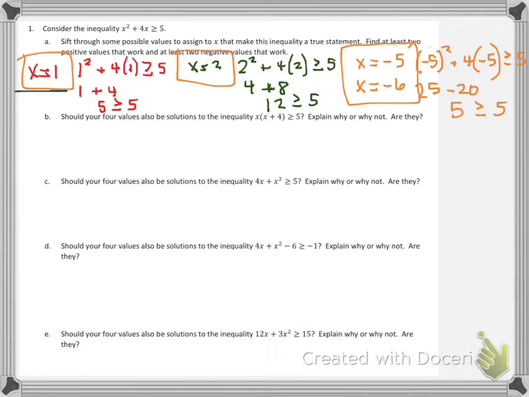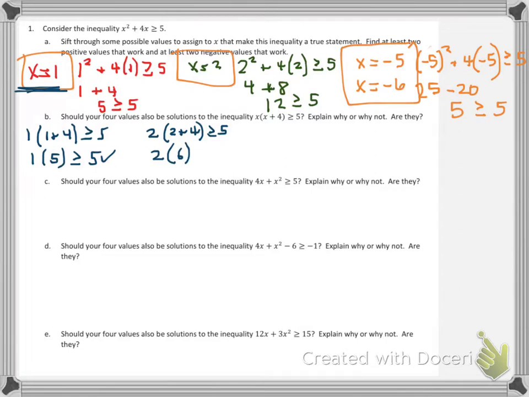Well, let's start with x equals 1. So that would be 1 times the quantity 1 plus 4 is greater than or equal to 5. And that would be 1 times 5, which is 5, is greater than or equal to 5, which is true. So 1 checks out. Let's check the 2. That would be 2 times the quantity 2 plus 4 is greater than or equal to 5. So that's 2 times 6, which is 12. Is that greater than or equal to 5? Yes, it checks out. So that one's still right.